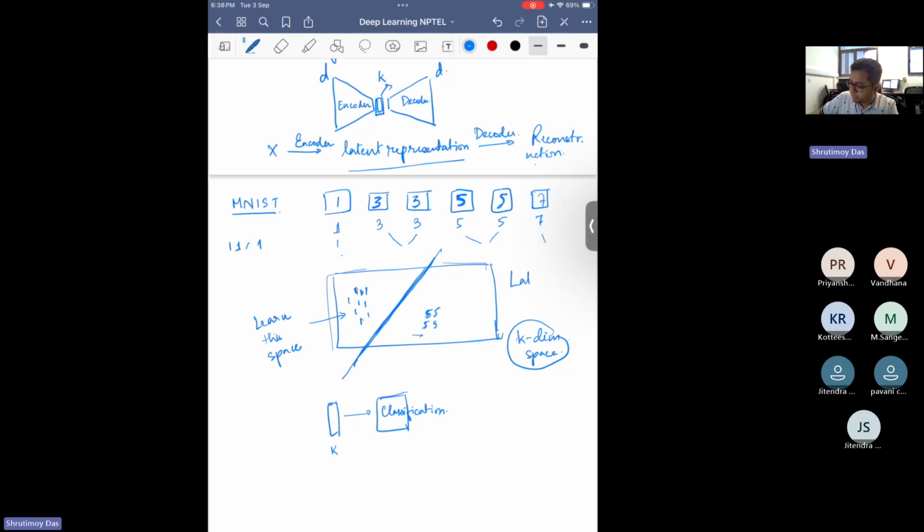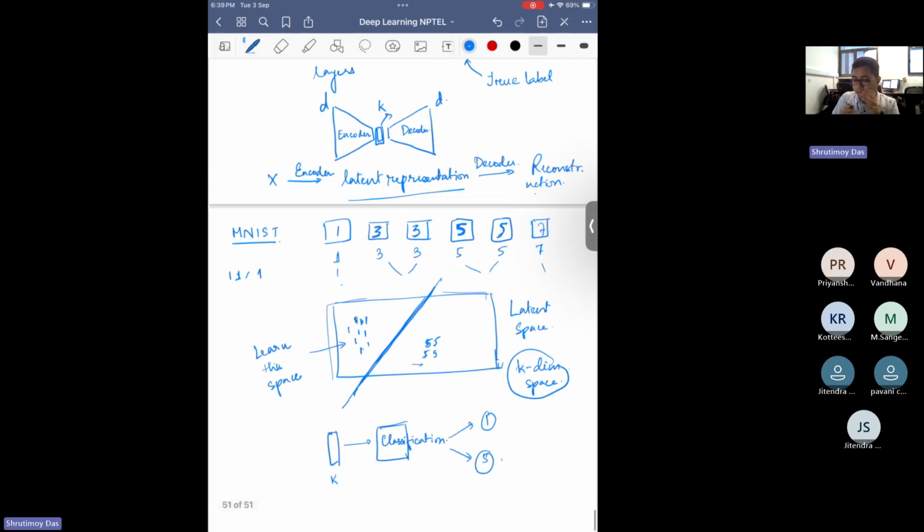This is also called a latent space. And then we pass it through this classification algorithm, and it will say whether our input is a 1 or a 5. So this is how autoencoders are helpful to learn a good representation of the input that you have. Any questions till now? You can unmute yourself and ask also.